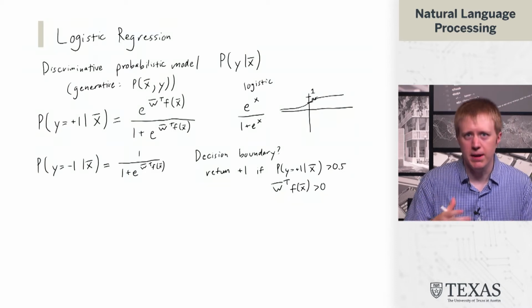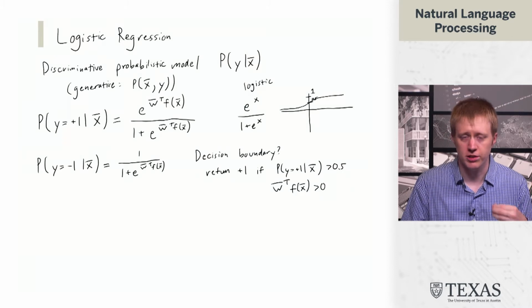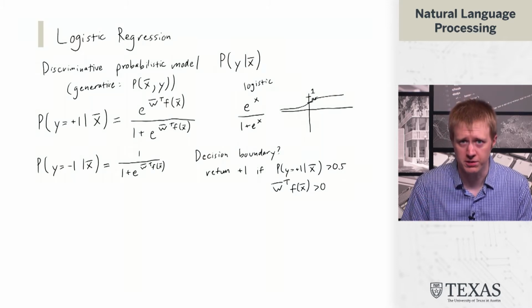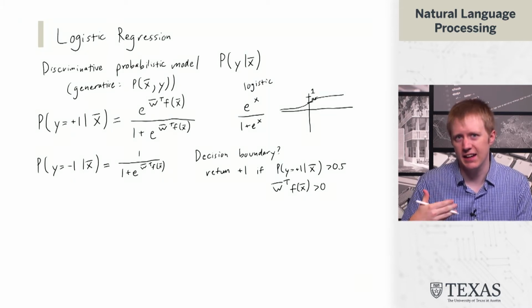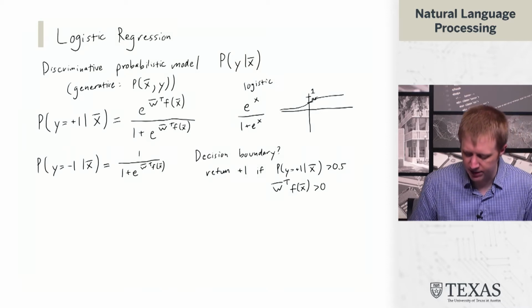OK, so basically the decision rule ends up being the same as for the perceptron. We're just comparing this dot product with 0, but now we have this kind of probabilistic interpretation. And so again, if you're just doing prediction, that doesn't matter. But where it impacts things is training.